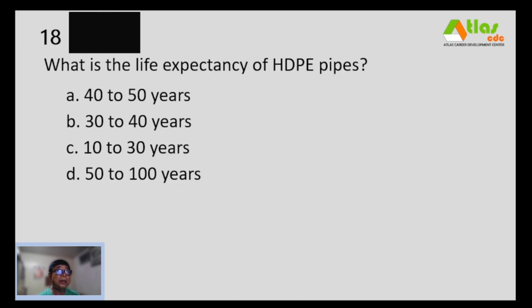Question number 18. What is the life expectancy of HDPE pipes? A. 40 to 50 years. B. 30 to 40 years. C. 10 to 30 years. D. 50 to 100 years. 10 seconds.